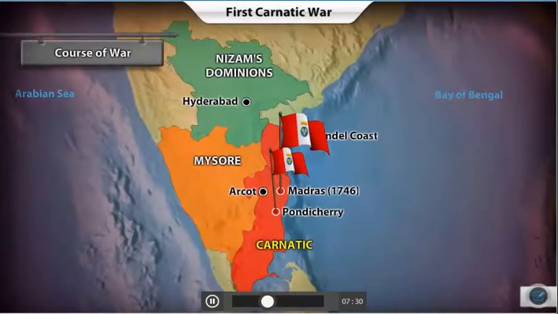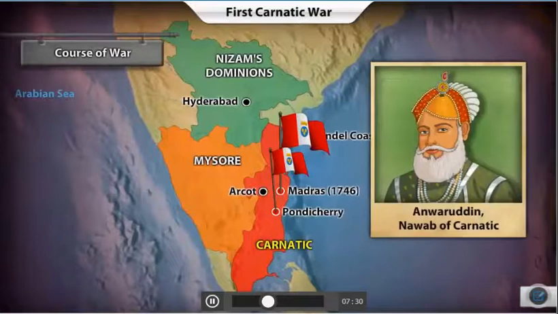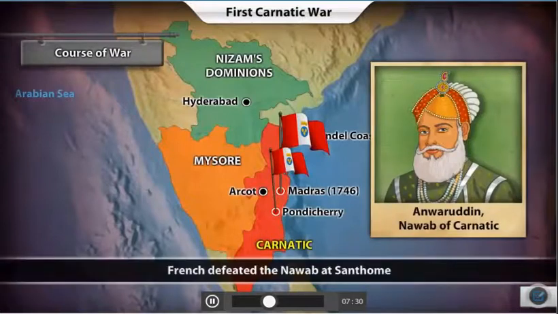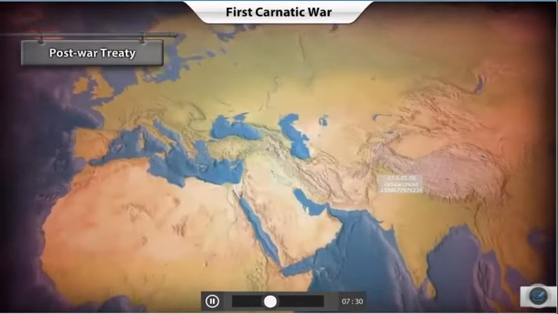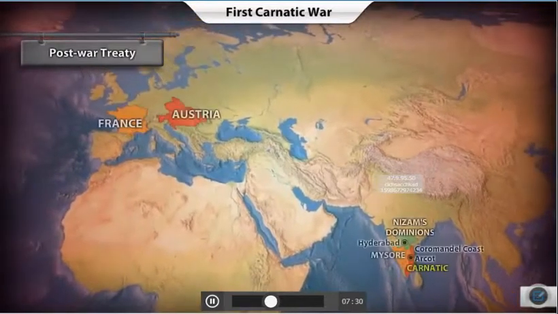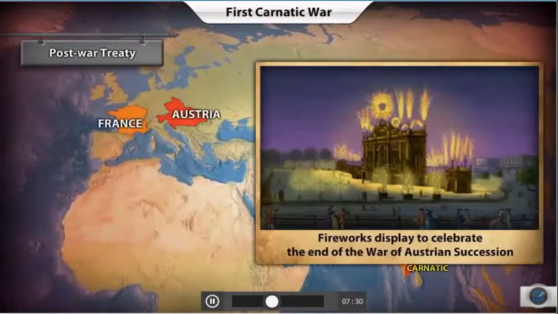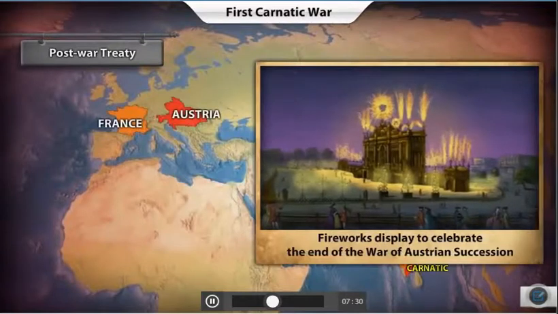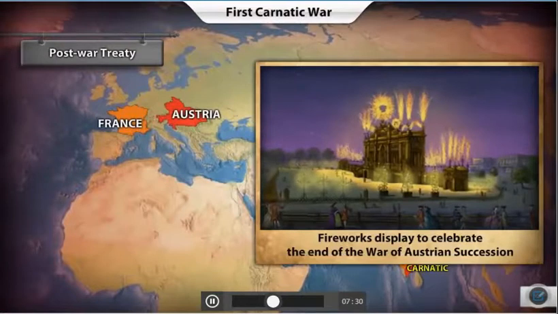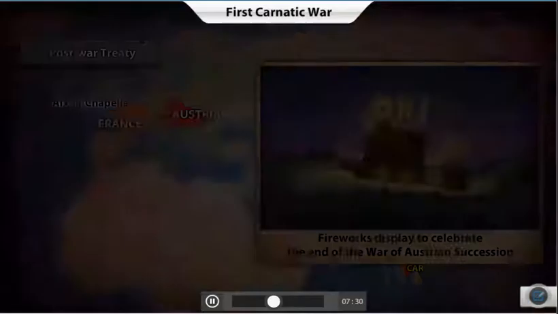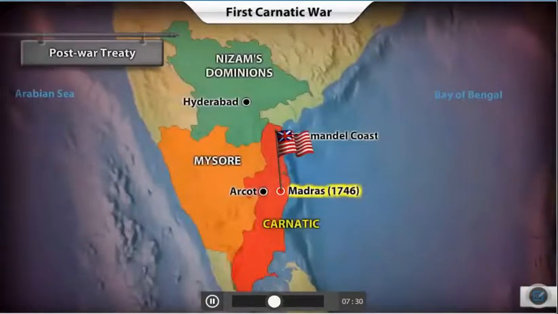The British immediately requested the Nawab of Carnatic, Anwaruddin, to intervene. However, the French defeated the Nawab of Carnatic at Santhome. By 1748, even the War of Austrian Succession came to an end in Europe. Both Britain and France then signed the Treaty of Aix-la-Chapelle, whereby Madras was returned to the British.